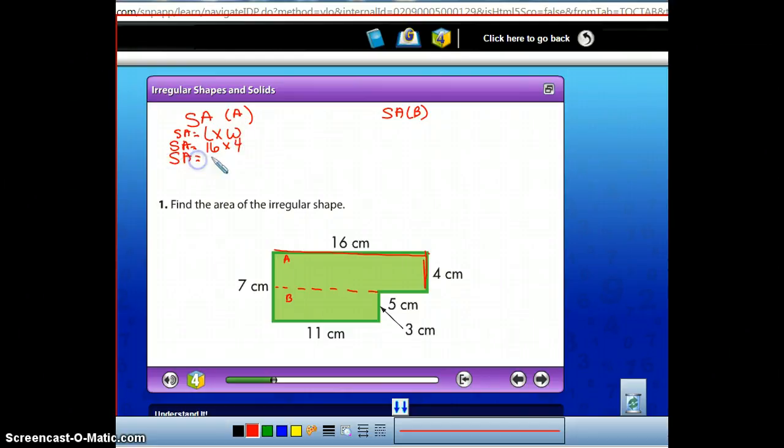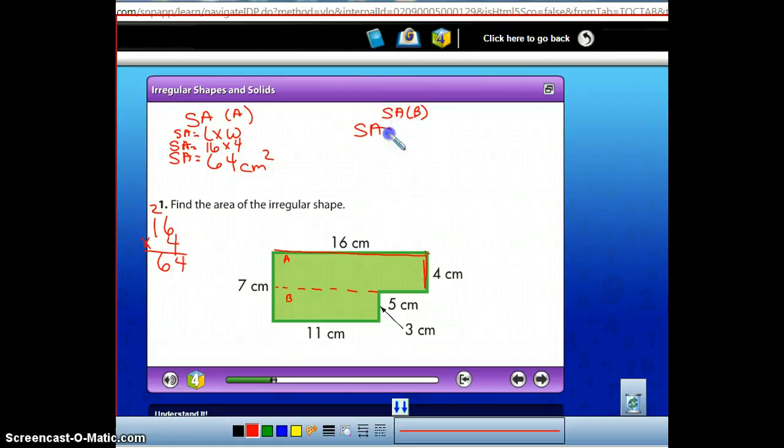Surface area equals, now I do not know mentally what 16 times 4 is, so I'm going to come over here and work it out. 6 times 4 is 24, carry the 2. 1 times 4 is 4, 5, 6. 64. Surface area equals 64 centimeters squared. Done with that one. Now on to B.